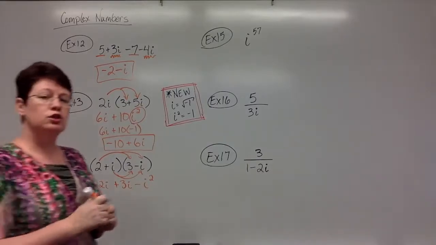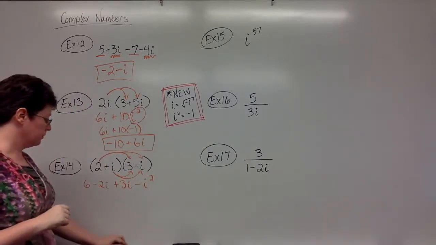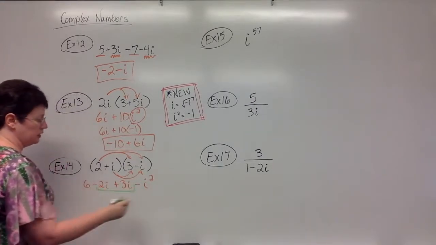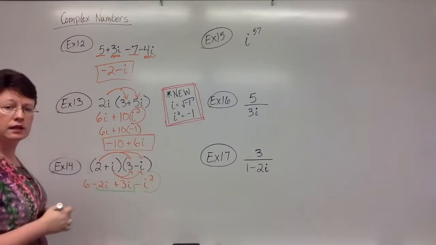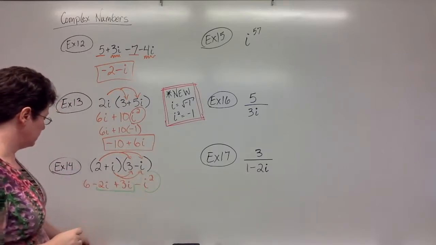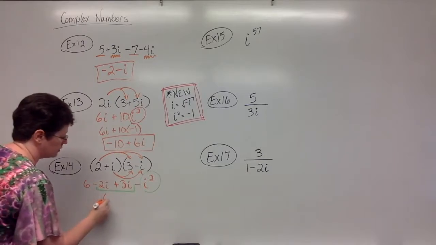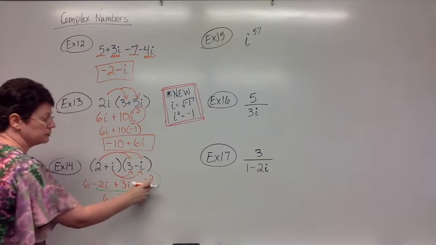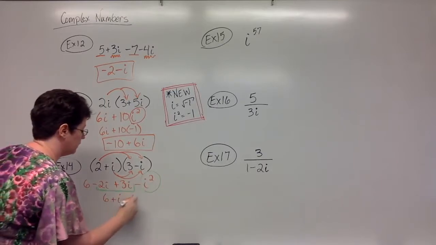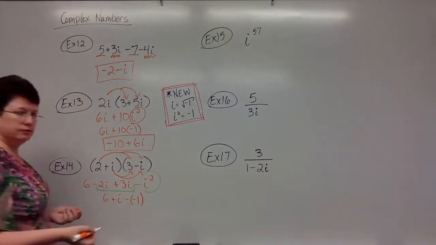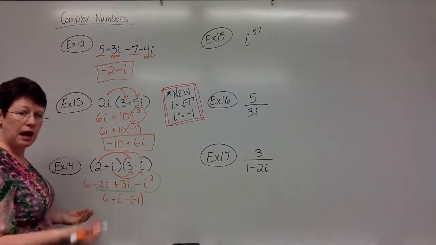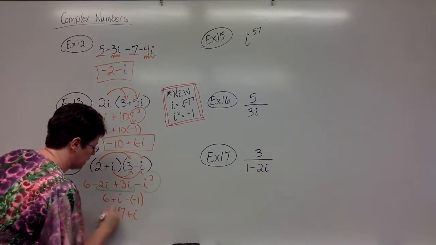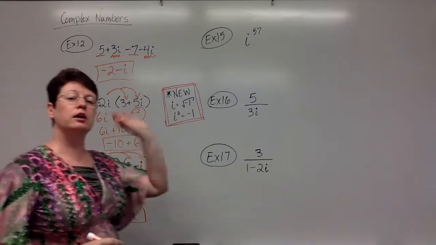Now I've got 2 different things that I can do here. Notice I have some common terms that I can combine, and I have an I squared that I can substitute in for. So let's do that. I'm going to have a 6. Negative 2I plus 3I is a positive I. Substitute in a negative 1. So I have a negative of a negative 1. Negative of a negative makes positive. So I'm adding 1. 1 plus 6 is 7. So 7 plus I. Again, the imaginary part goes at the end.